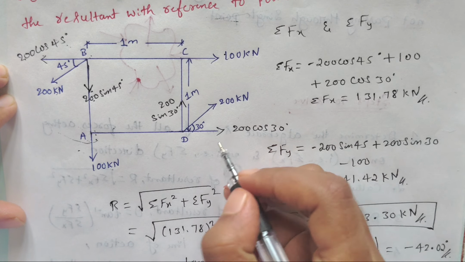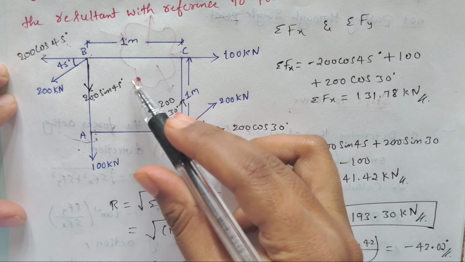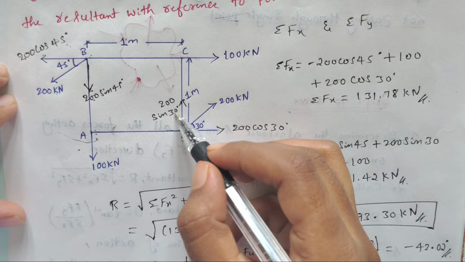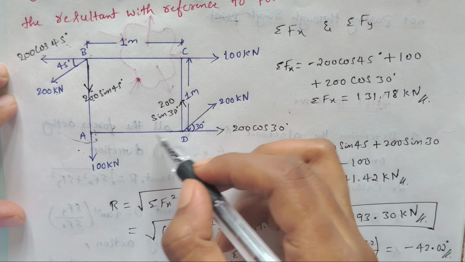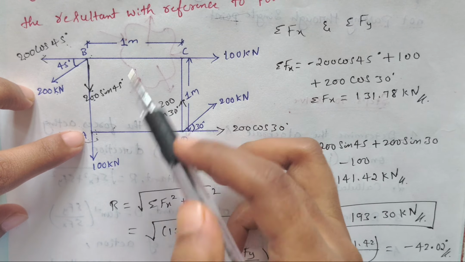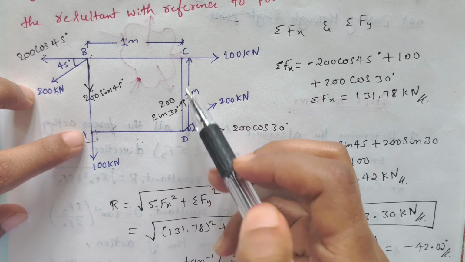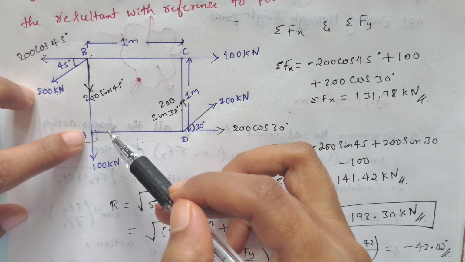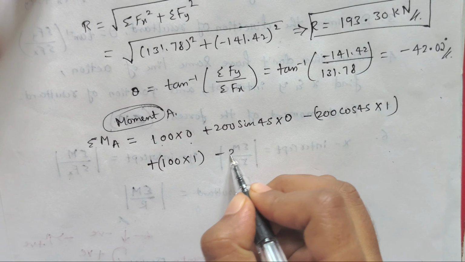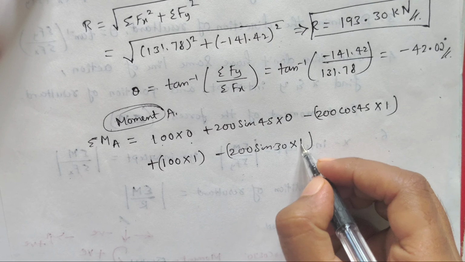Okay. And the next force, this force. So this is moving towards A in anti-clockwise. So that is 200 sine 30 into, what is this distance? Till point A, what is the distance? 1 meter. So this and this will be the same distance, so 1 meter. So 200 sine 30 into 1 meter, and since it is moving towards A in anti-clockwise direction, that is minus 200 sine 30 into 1.